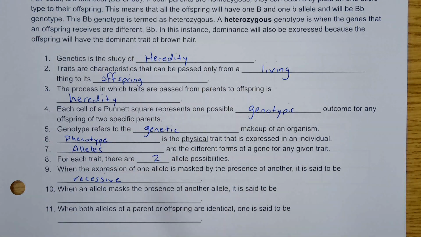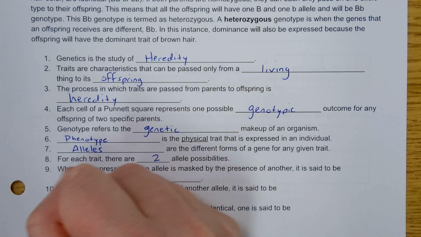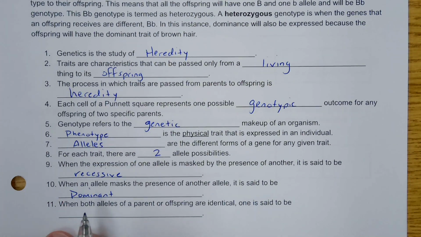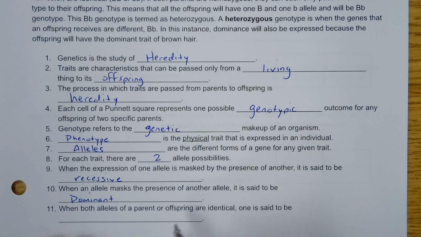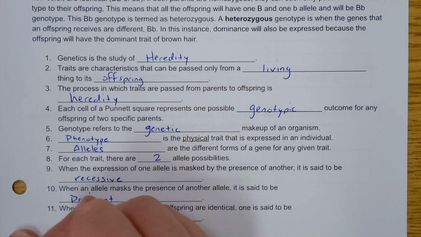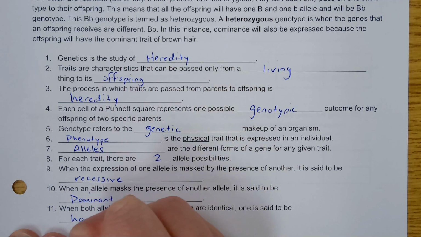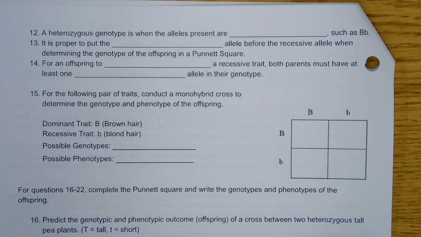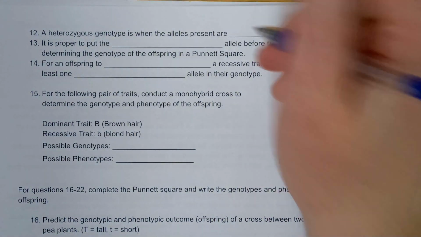10 says when an allele masks the presence of another allele, it is said to be dominant. 11, when both alleles of a parent or offspring are identical, one is said to be homozygous. For 12, a heterozygous genotype is when the alleles present are different, such as big B, little b.